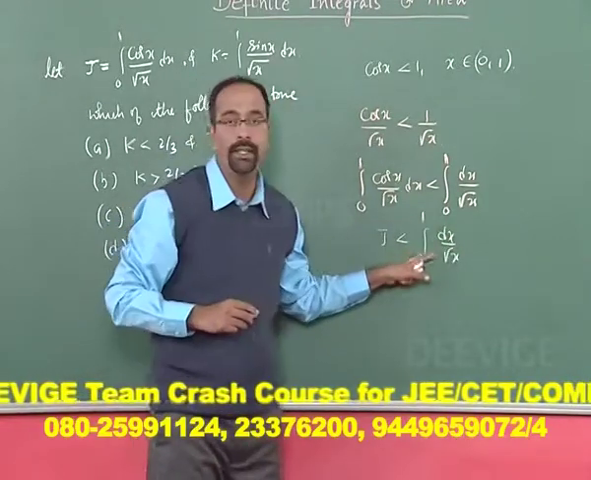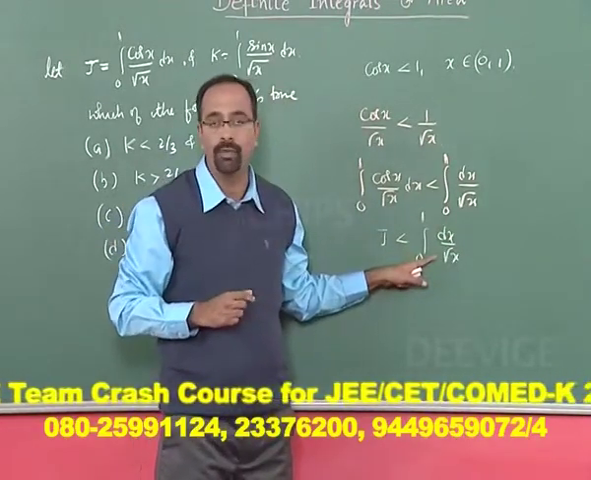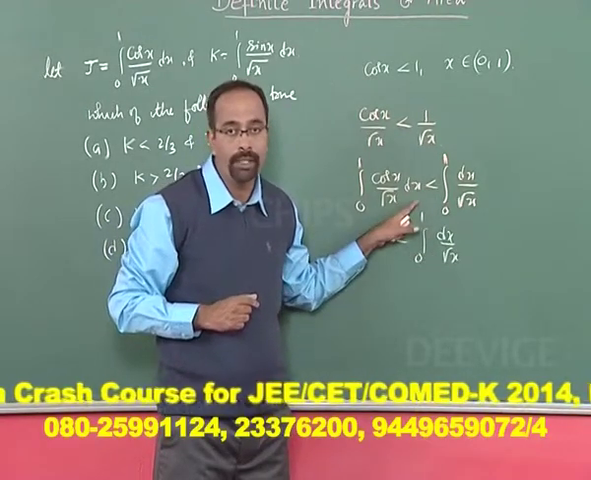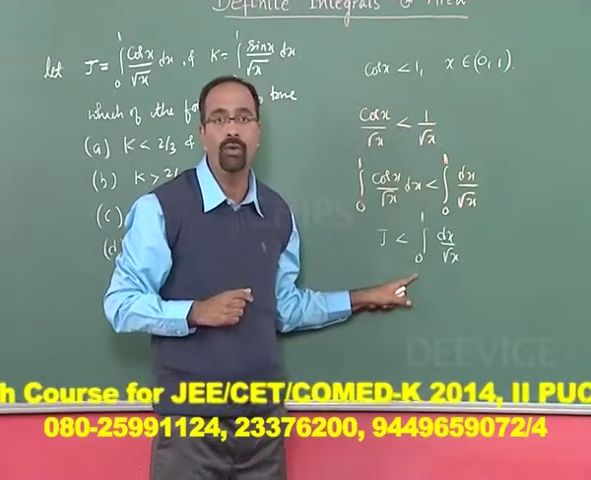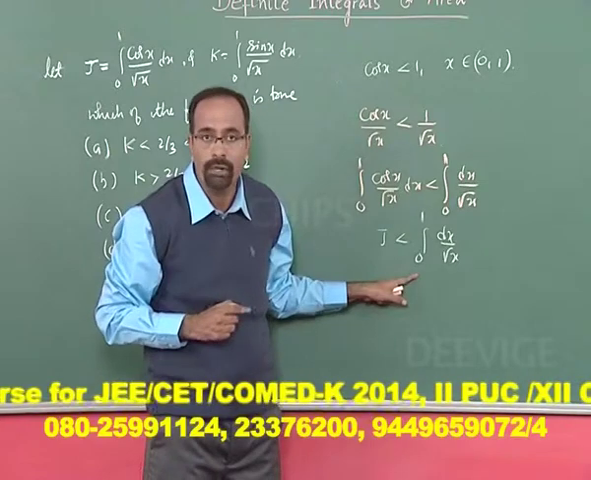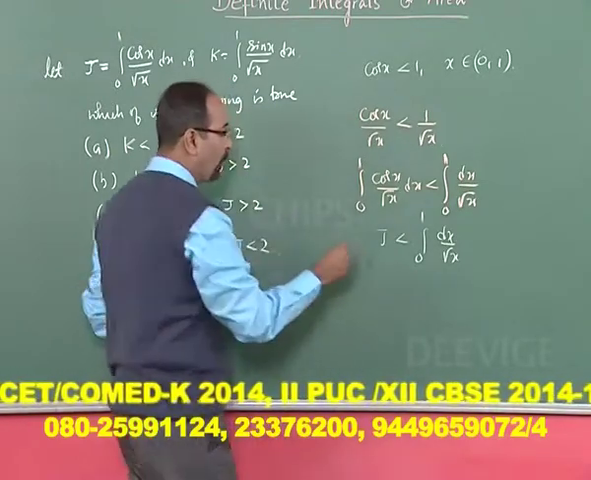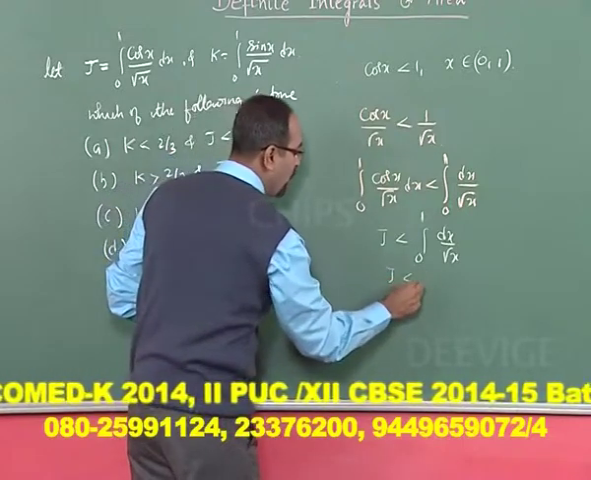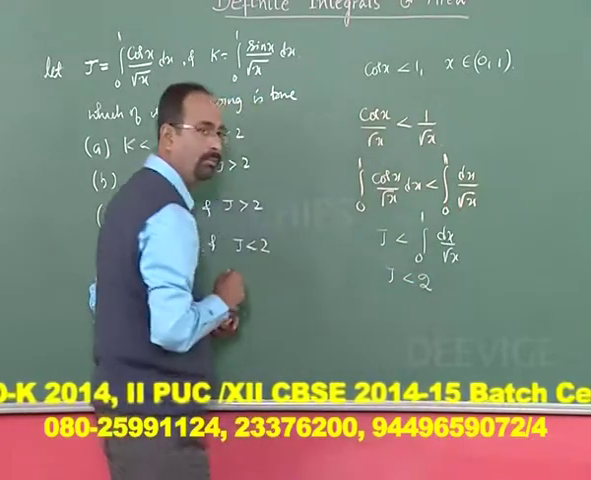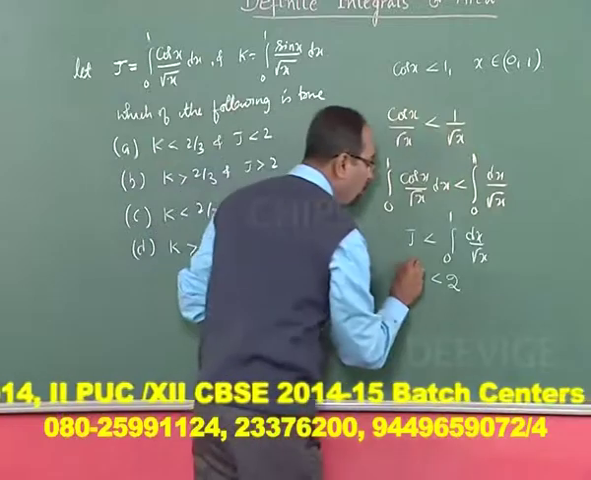Now, what is integral of dx over root x? That is nothing but equal to 2 root x. Upper limit is 1, lower limit is 0. 2 root x, when we evaluate between 0 and 1, we will get 2 into 1 minus 0, that is equal to 2. Therefore, that clearly says j must be less than 2.